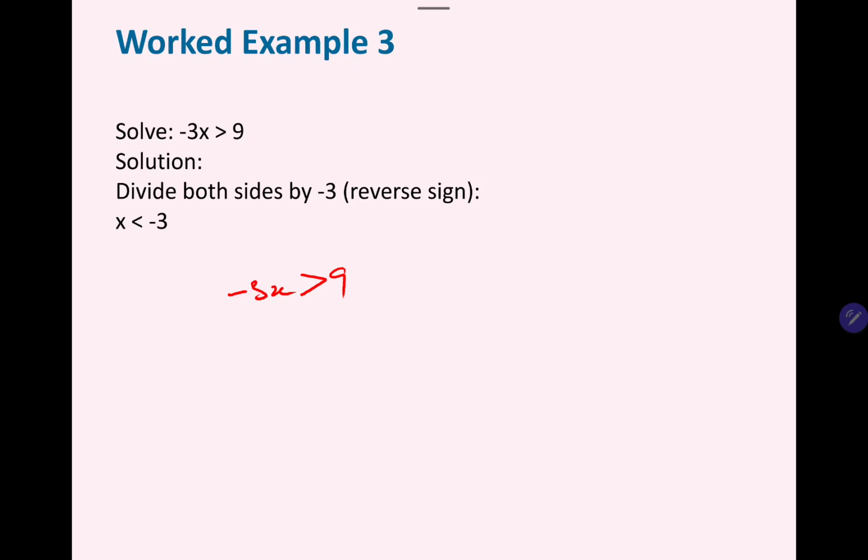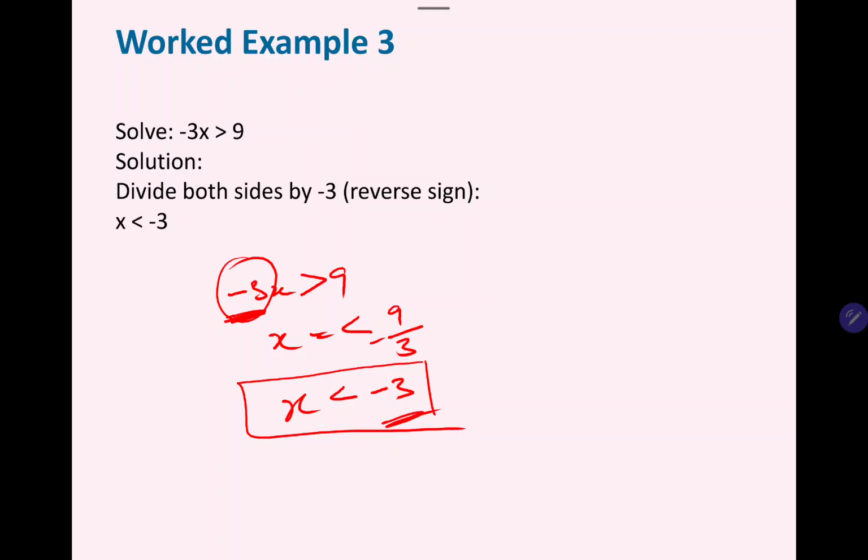So now we are dividing. x is, you flip the sign because you are dividing, the coefficient of x is negative here, negative 3. So x is now less than 9 over negative 3, and we can say x is less than what? Negative 3. This is the solution, as simple as that. These inequalities are very simple.